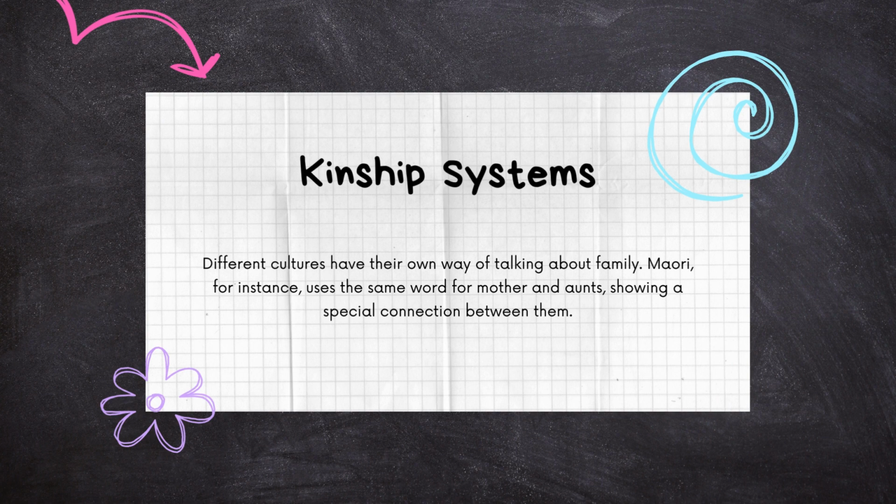Kinship systems. Different cultures have their own way of talking about family. Maori, for instance, uses the same word for mother and aunts, showing a special connection between them.